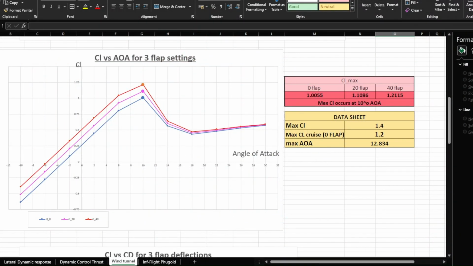If we look at the plot for the lift coefficient against the angle of attack for three different flap settings of 0, 20, and 40 degrees, the max lift coefficient for each flap setting is noted. You will notice an increase in the max CL as the flap setting increases. Each of these max CLs occurred at 10 degrees. According to the Albatross datasheet, the max CL is assumed at 1.4 for flaps deployed and 1.2 for zero flap input, and the max CL occurs at an angle of attack of 12.834 degrees.